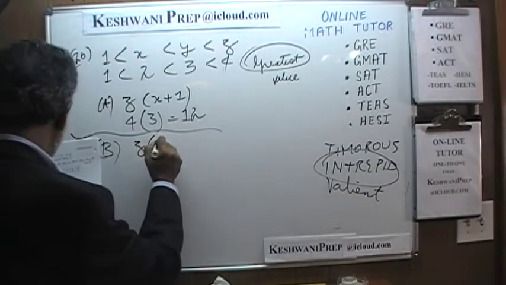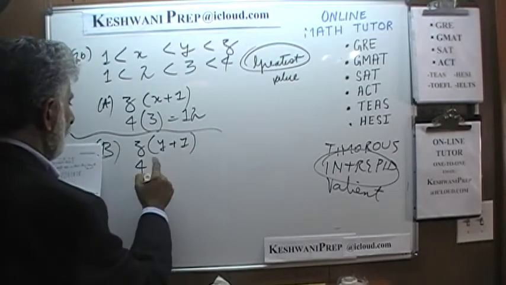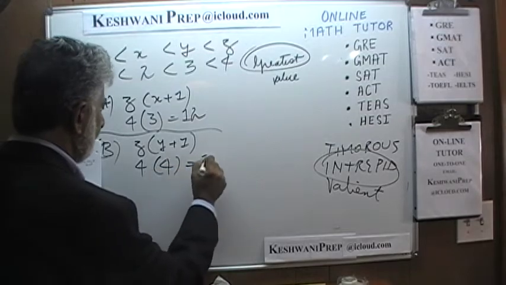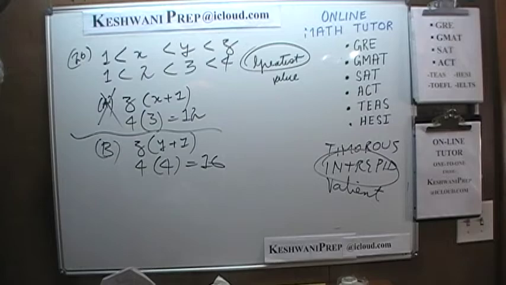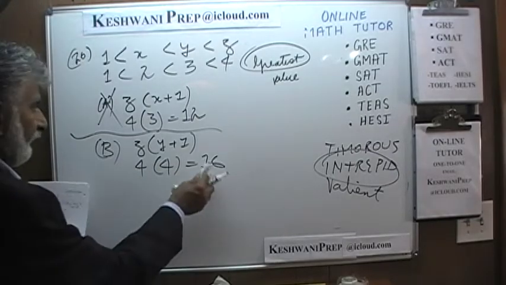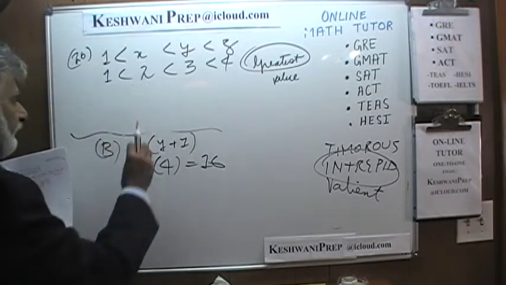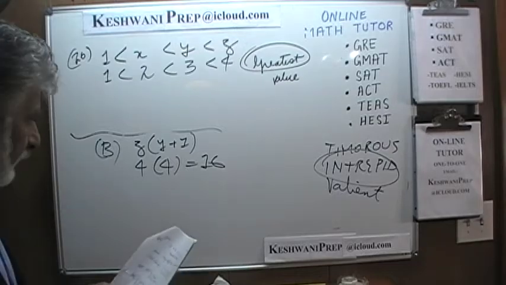B: z times y plus 1. z is equal to 4, y is equal to 3, 3 plus 1 is 4, 4 times 4 is equal to 16. There we go. A is gone. A cannot be the largest value because we found one that is more than A. A was 12. This is 16. So A is not the answer. As of right now, B could be the answer at the end, but A is not.